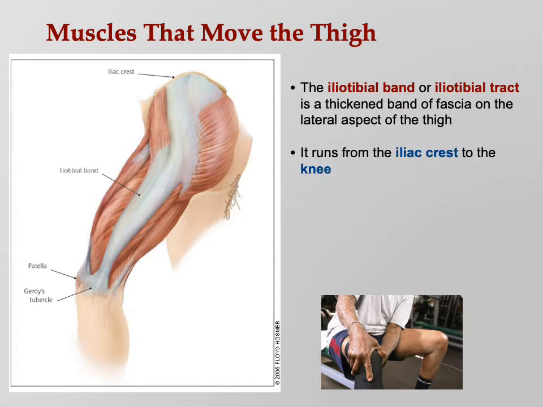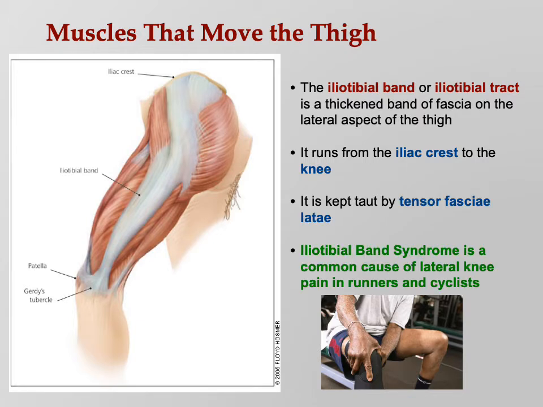It runs from the iliac crest all the way down to the knee, kept taut by tensor fasciae latae. Iliotibial band syndrome is a common cause of lateral knee pain in runners and cyclists, and it can get to be really severe pain.